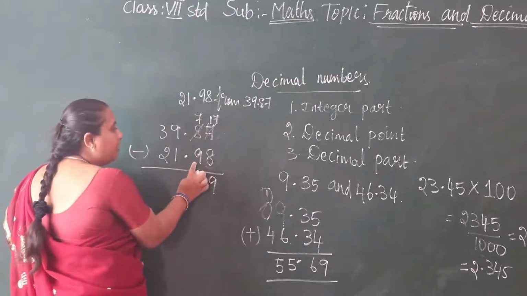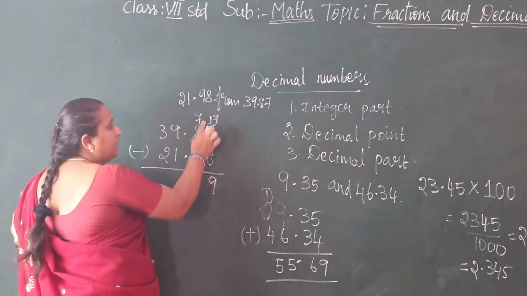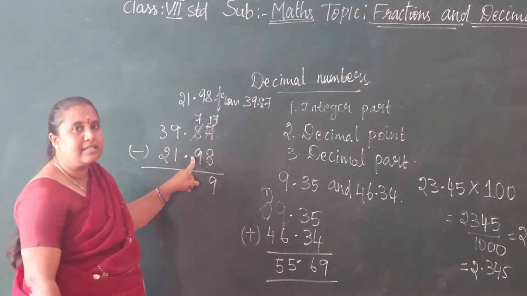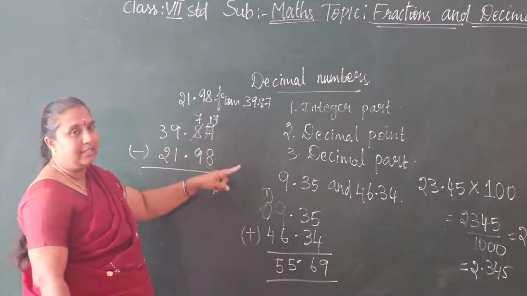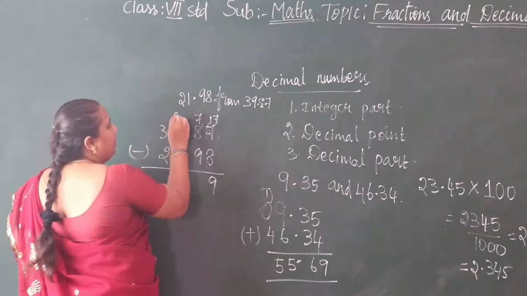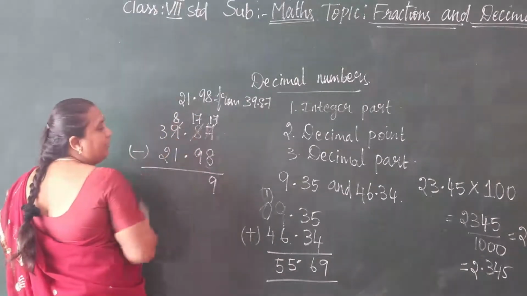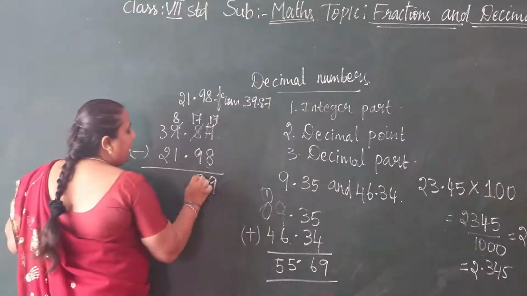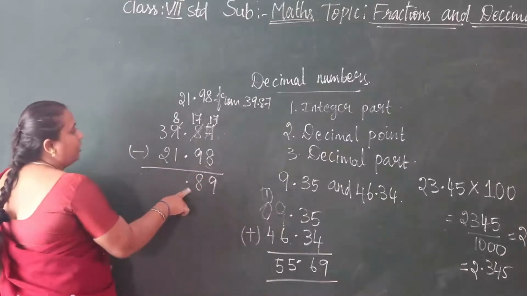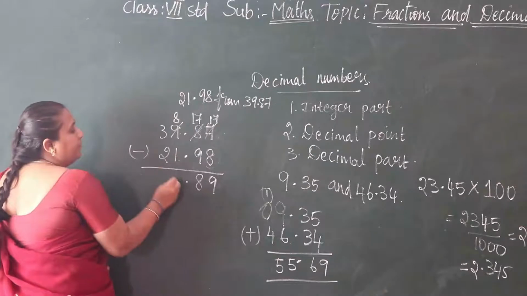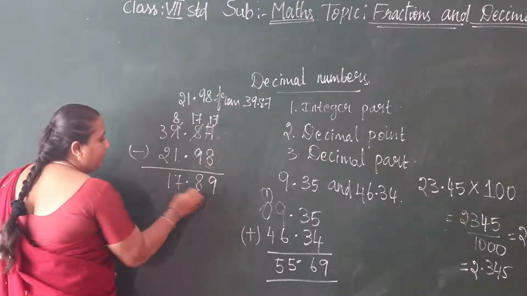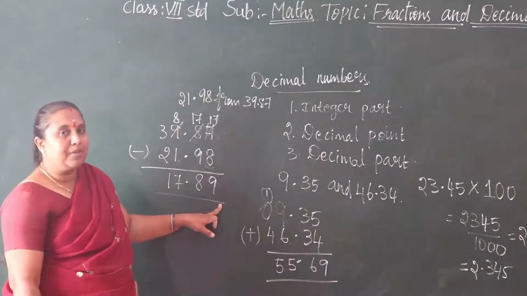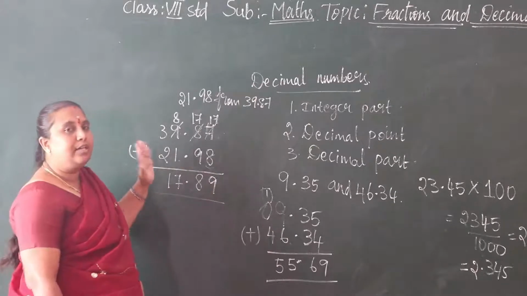Then in the second number you have 9 and here you have 7. 7 is less than 9, so you have to borrow from here. Here you have 9, so 1 is given to 7, and here you have 8. So 17 minus 9 again, you have 8. Then the decimal point. Then 8 minus 1, 7, and 3 minus 2, 1. So you have the answer 17.89.